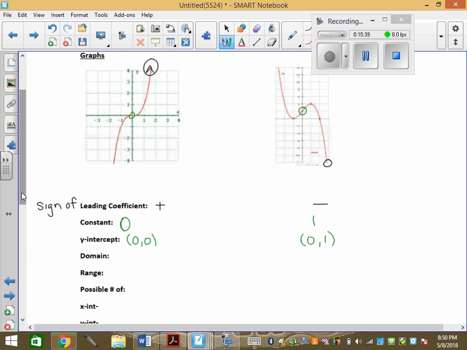My domain and range, because the arrows are going in opposite directions, is x ∈ ℝ, y ∈ ℝ. Same with all odd functions. Negative infinity to positive infinity. Same with my y's, my range.